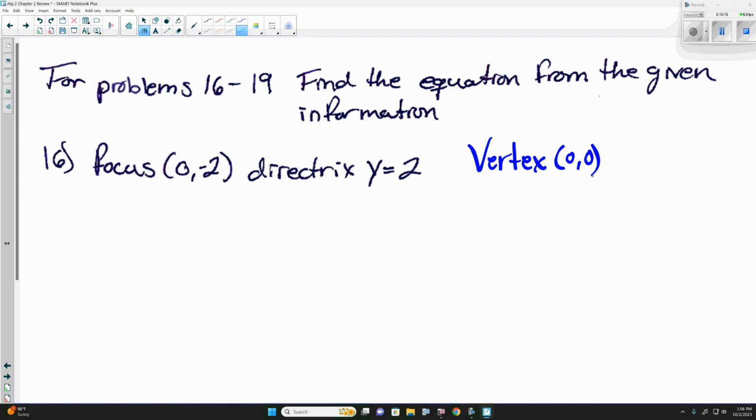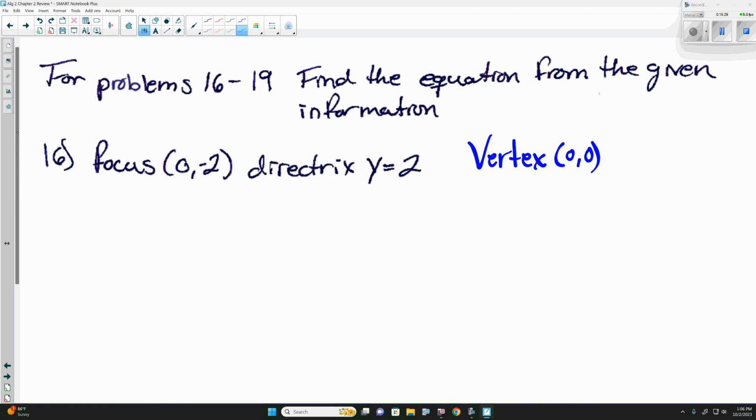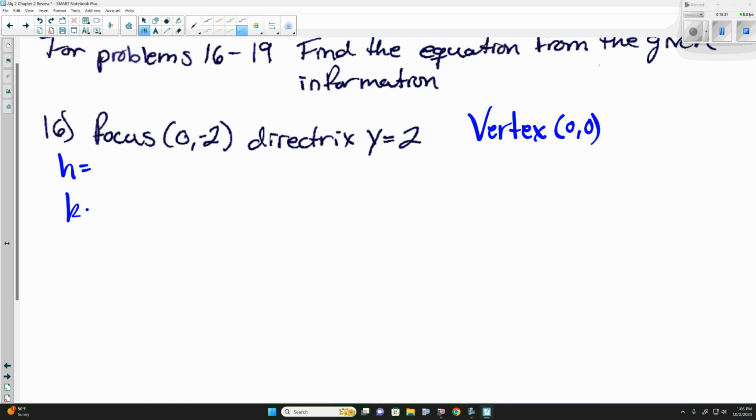All the ones of this type where we're finding the equation, I will give you the vertex for this here. It's not too overly challenging to find it given the focus and directrix, but we're not going to do that on this here. And again, we need to find the value of h, k, and p. Now the vertex is the point h comma k. So the h value is 0, and the k value is also 0. Now we need to find the value of p.